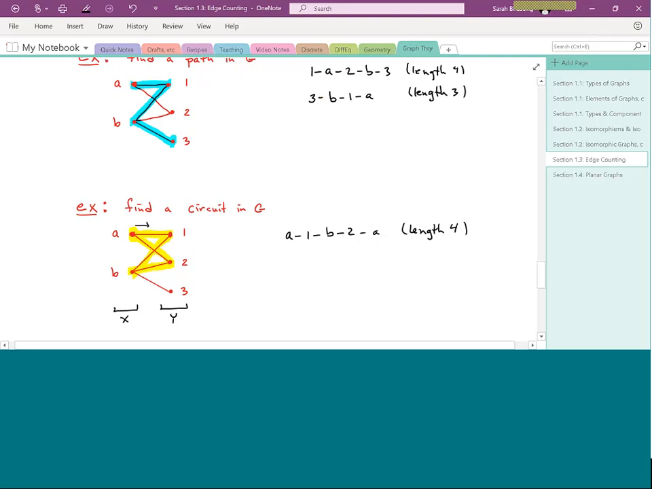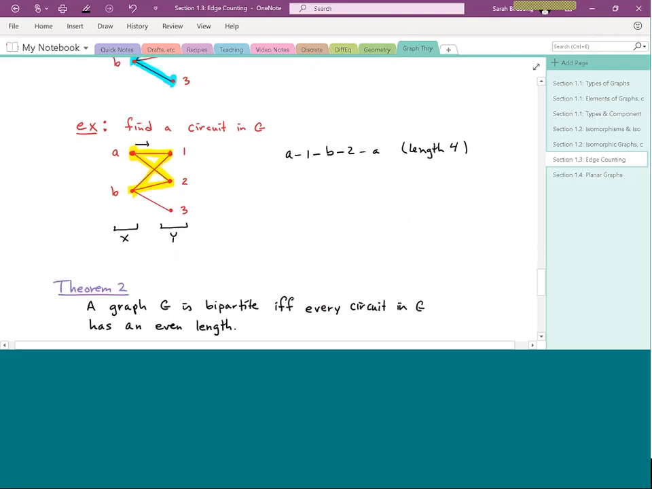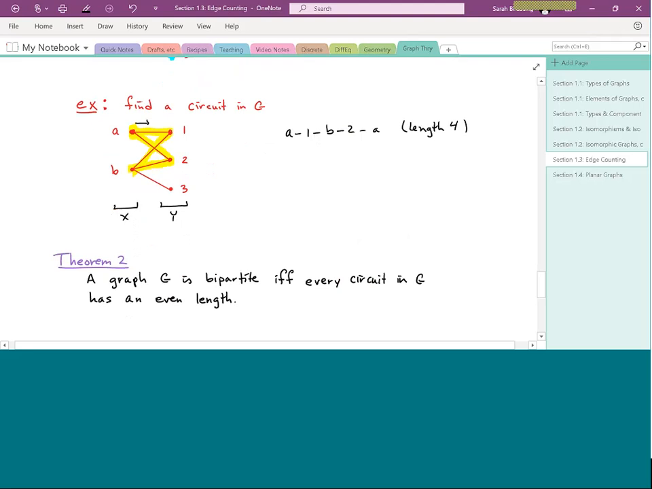But let's look at something specific to bipartite graphs, and it says the following. Theorem 2, not the only theorem 2 in the book, but in this section: a graph G is bipartite, and this is another check for seeing if somebody's bipartite or not, if and only if every circuit in the graph has an even length. Now, it's perhaps easier to see this if you start with bipartite and then say, if you're a bipartite graph, then all your circuits are going to be even. So let's look at that direction first.